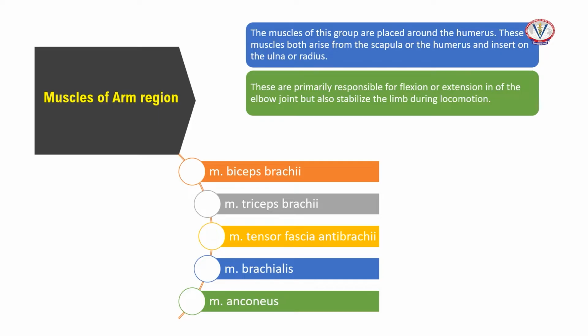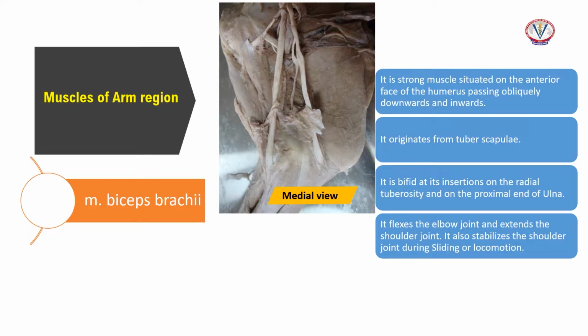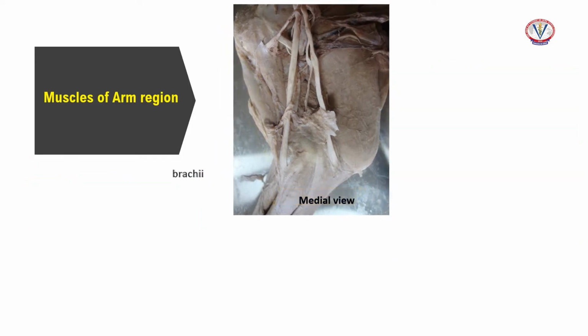Biceps brachii is a strong muscle situated on the anterior face of the humerus, passing obliquely downward and inward. It originates from the tuber scapulae. It is bifid at its insertions on the radial tuberosity and on the proximal end of the ulna. It flexes the elbow joint and extends the shoulder joint. It also stabilizes the shoulder joint during sliding locomotion.